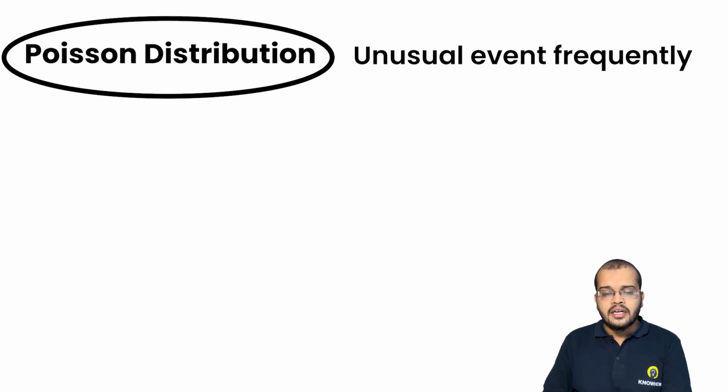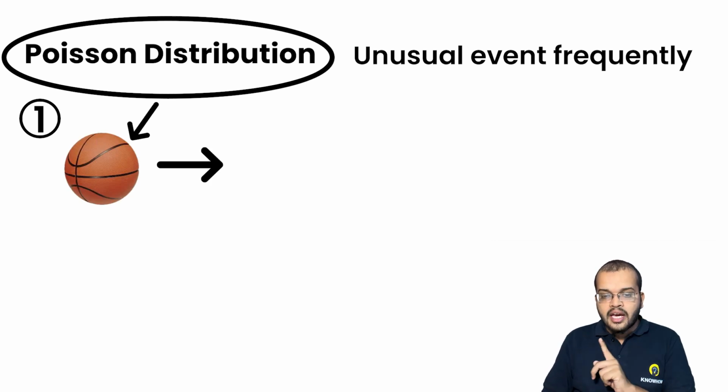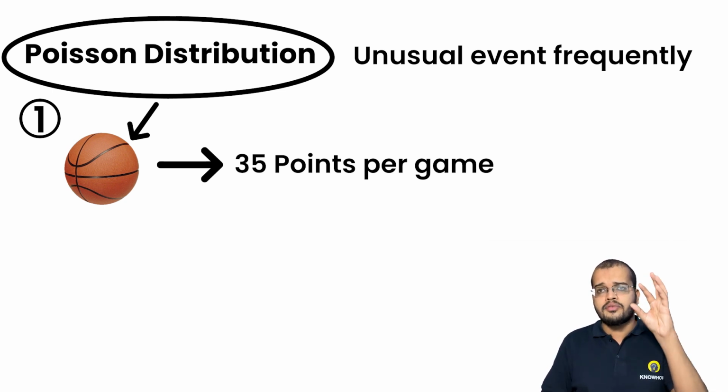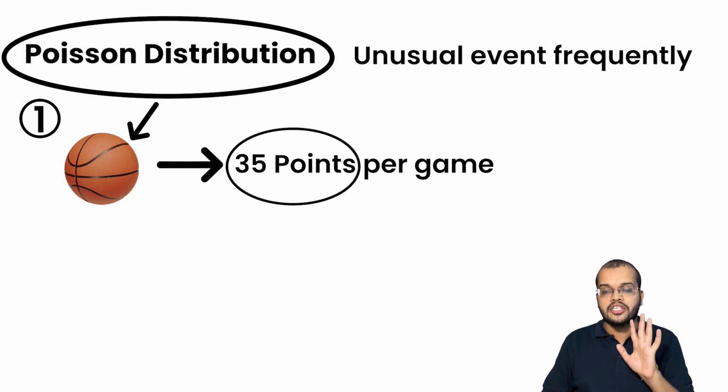Let us consider that we have a person who is very good at playing basketball. Now we have only one person, and he has to get 35 points per game. How many? 35 points per game. Now there might be n number of games: 1 game, 2 games, 3 games, 4 games. But per game, 35 points he or she has to get.